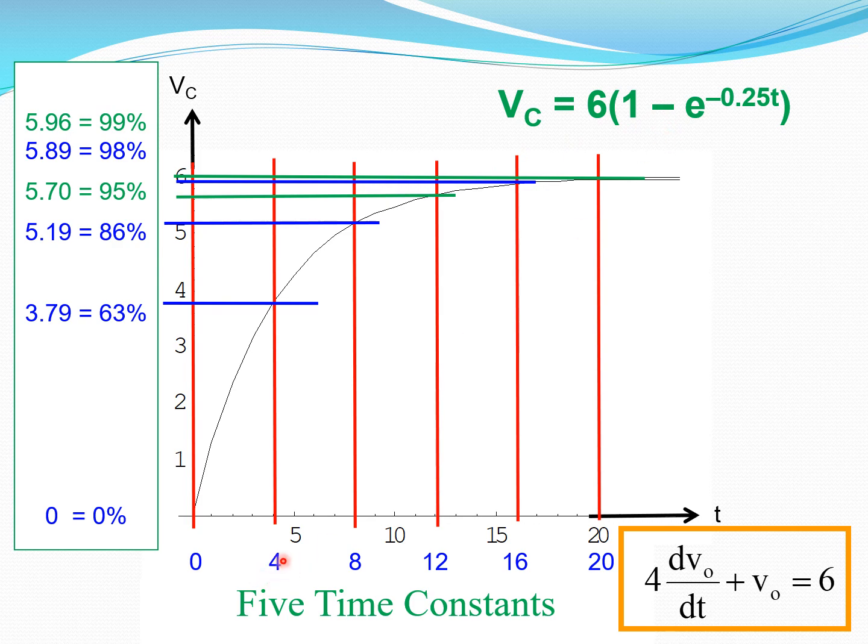So after one time constant, 4 milliseconds in this case, the output voltage was 3.79 volts, which corresponded to 63%. Two time constants, 8 milliseconds, the output was 86%, and so on. And eventually, after 5 time constants, we see that the output is more or less 100%. Technically, it's 99%. So that's the differential equation that we derived for our particular circuit, and this was the solution for that differential equation.